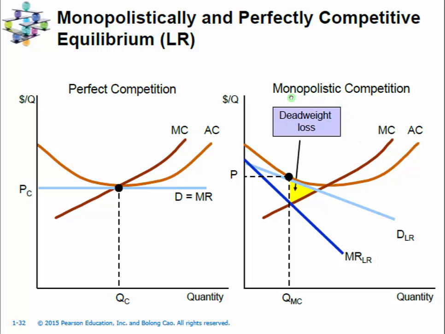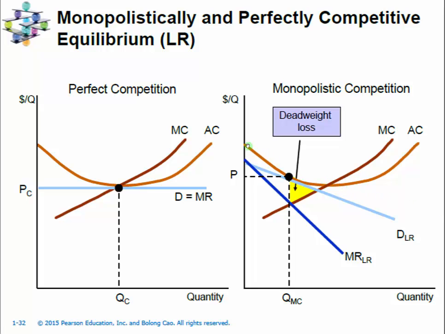However, in monopolistic competition, because the demand curve is downward sloping, the marginal revenue falls below the demand curve. The marginal revenue meets the marginal cost curve at a quantity that is lower than this point where the demand curve meets the marginal cost curve. That means this yellow area is deadweight loss, because on the demand curve, there are actually consumers who value these products higher than the marginal cost of producing them.